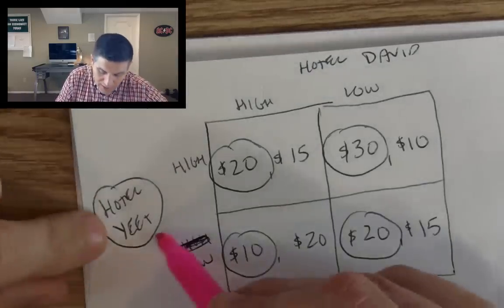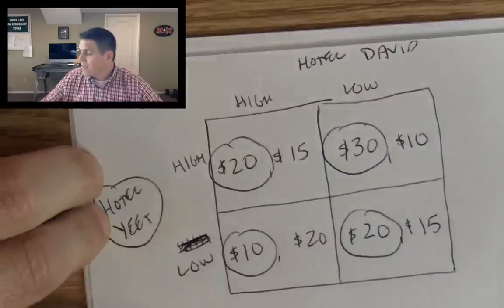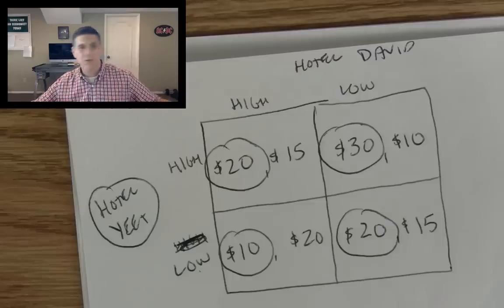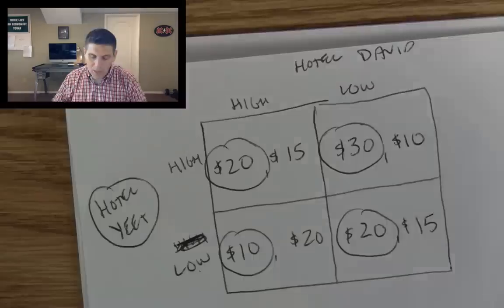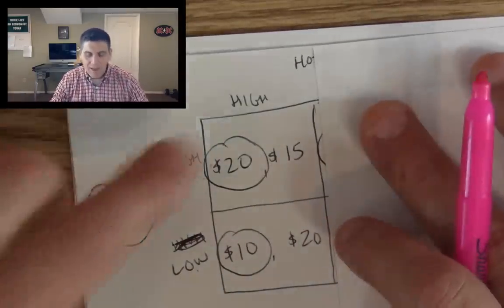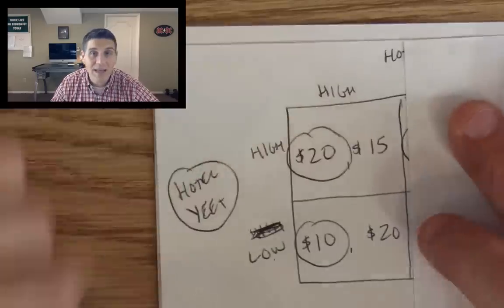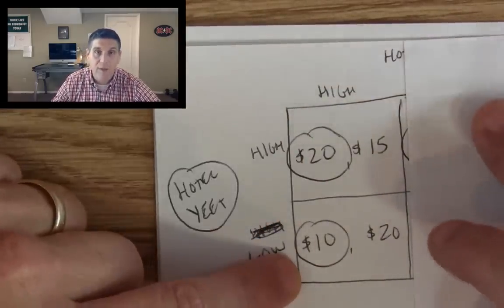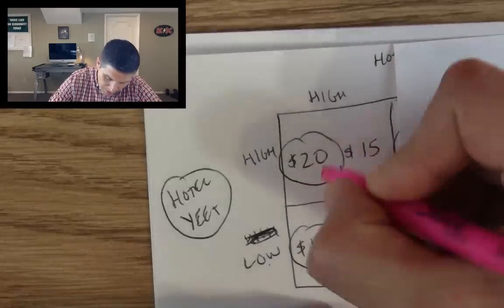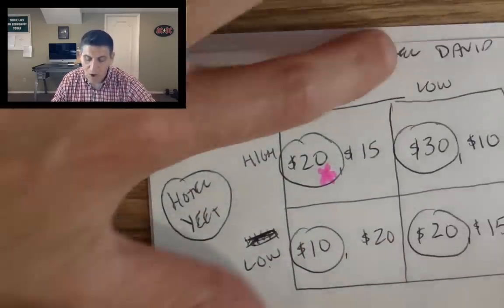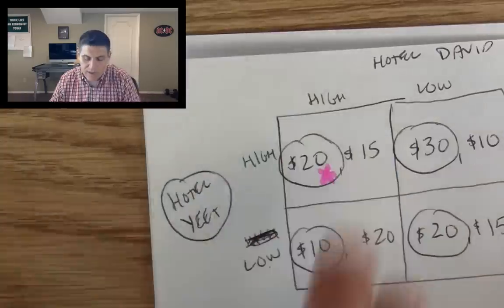So for Hotel Yeet, let's start with them. When it comes to dominant strategy, it's a lot easier to think of it this way: what should they do? Let me find a paper to cover this with. So cover up Hotel David. If Hotel David decides to go high, Hotel Yeet has only 2 options, go high or go low. Which one are they going to do? They'd rather have $20 or $10. Well, they'd rather have $20, which is right here. I'm going to put a star right here. I do this little star system. This helps out.